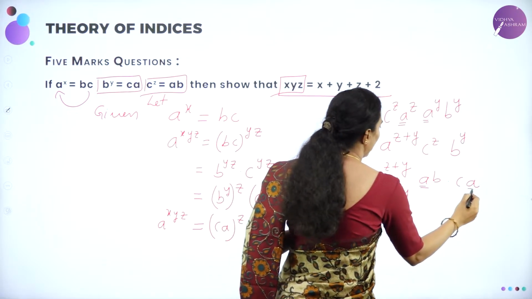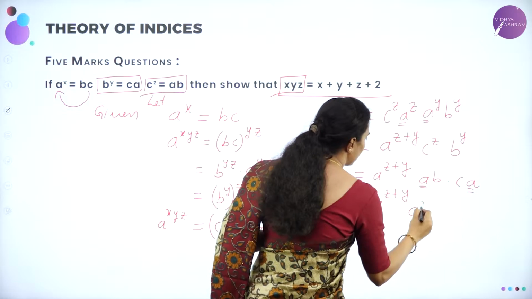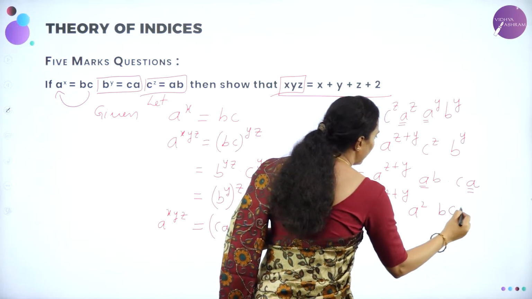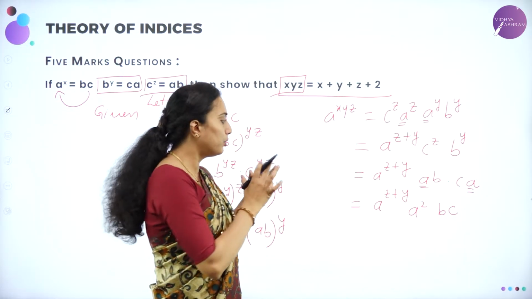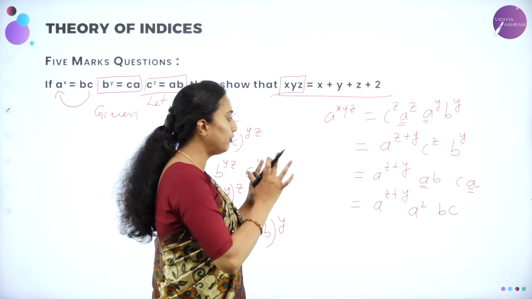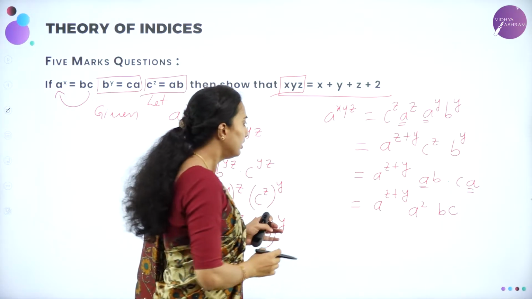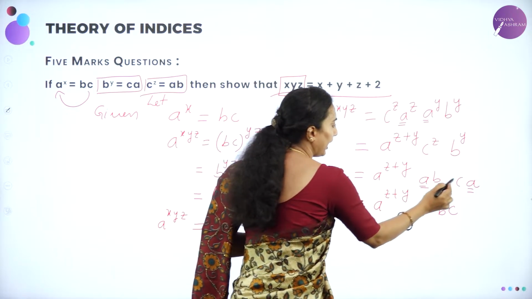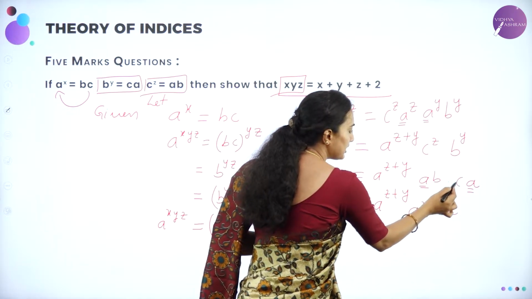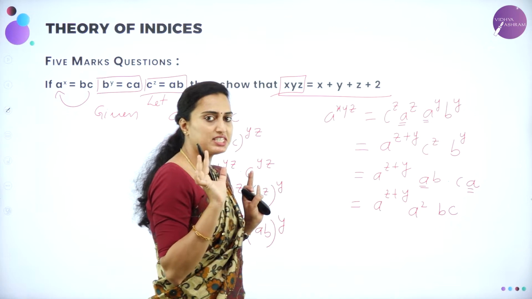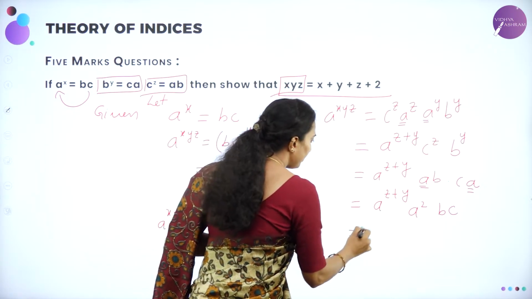This A into A is A squared. BC I am going to write as it is. I am rearranging, don't confuse. Please be careful, you need to observe here. A power Z plus Y as it is. This A into A is A squared. BC I am writing here. Multiplication as same. So it will be A power.